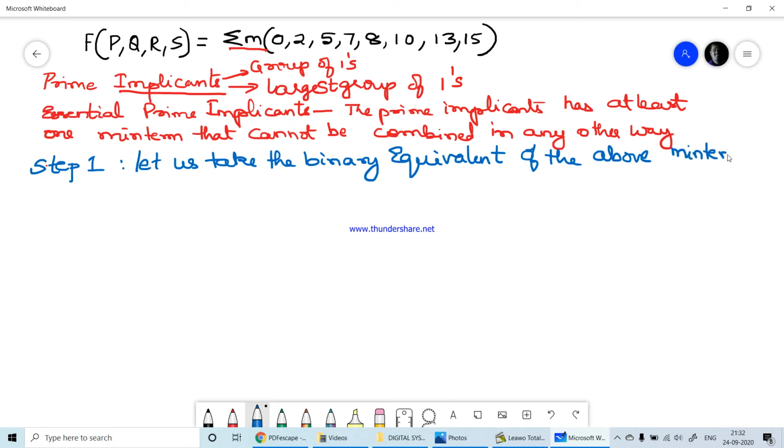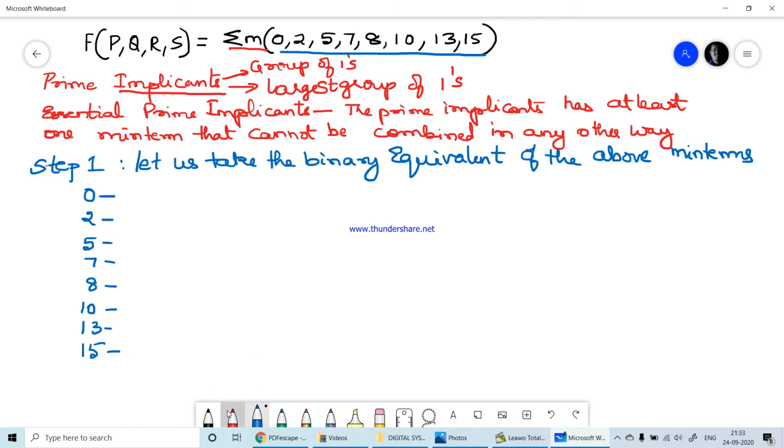So what are the min terms that we have? These are the min terms given in the question: 0, 2, 5, 7, 8, 10, 13, 15. We'll write them in binary now: 0, 2, 5, 7, 8, 10, and then 13, and then 15.